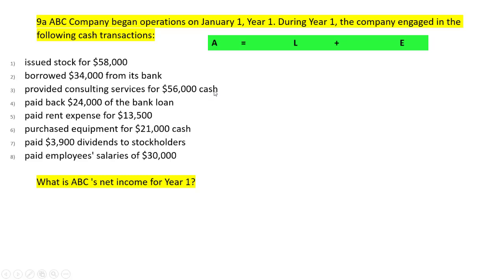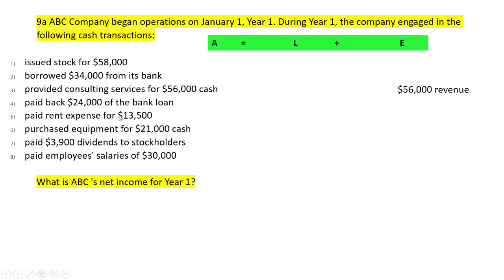You're selling a customer a product or a service. In this case, it was consulting services. So what happens? We have revenue, and that goes over on the equity side. We paid rent. We paid the bank back a $24,000 loan. That's not a revenue transaction. There's no customer involved in that. There's nothing going on with revenue there.